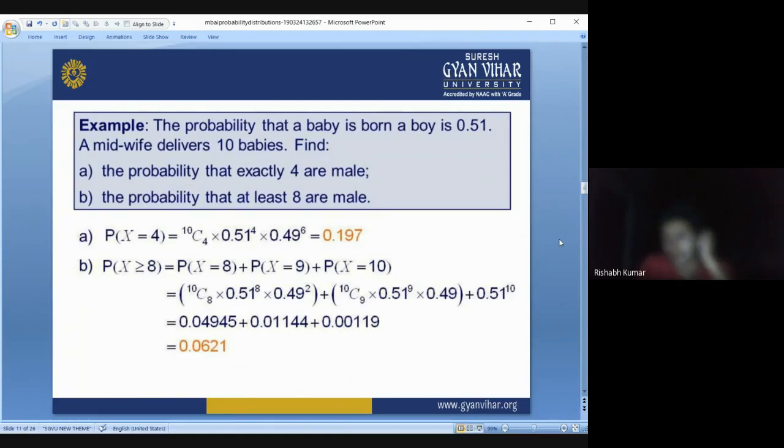So we can use the formula again for all these terms. That is going to become 10C8, 0.51 raised to power 8 multiplied by 0.49 raised to power 2. How 10C8? Because in nCr, n is 10, r is 8 here. This is the expression for your combination, multiplied by p raised to the power r. So r is 8, p is the probability of getting a boy, that is 0.51, and q is 1 minus p, so 1 minus 0.51, that is 0.49. So q raised to the power n minus r, so 10 minus 8, it is going to give you 2. Similarly for the other terms, so it is giving you the answer 0.0621 for the B part of the question.